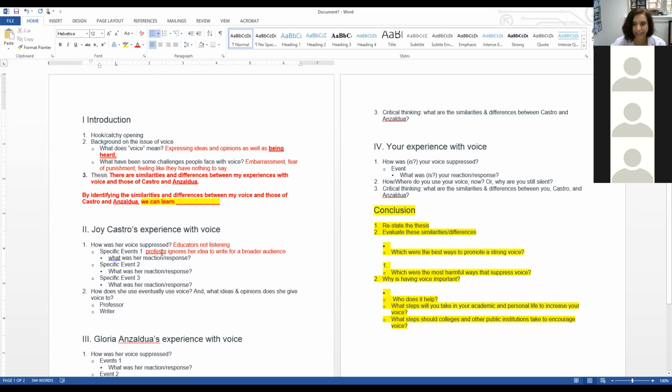So the specific event you might talk about is the professor that ignores Castro's idea for her to write to a broader audience. And what was her reaction to this? She is frustrated. That is true. But at this point, her voice isn't quite suppressed. She's willing to take one more chance.